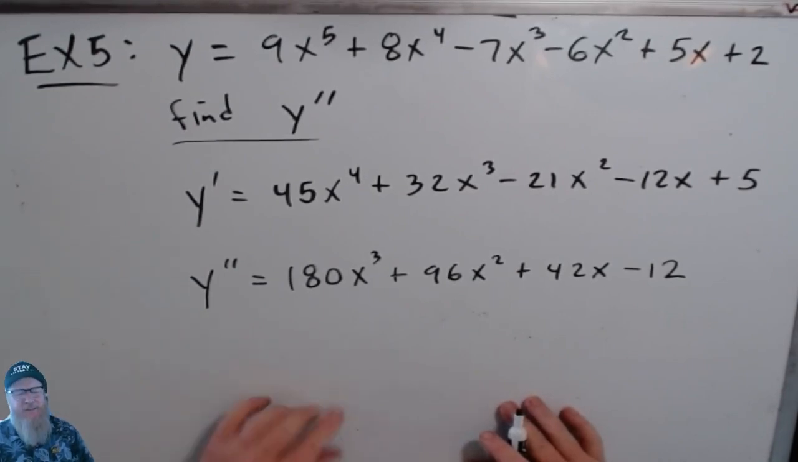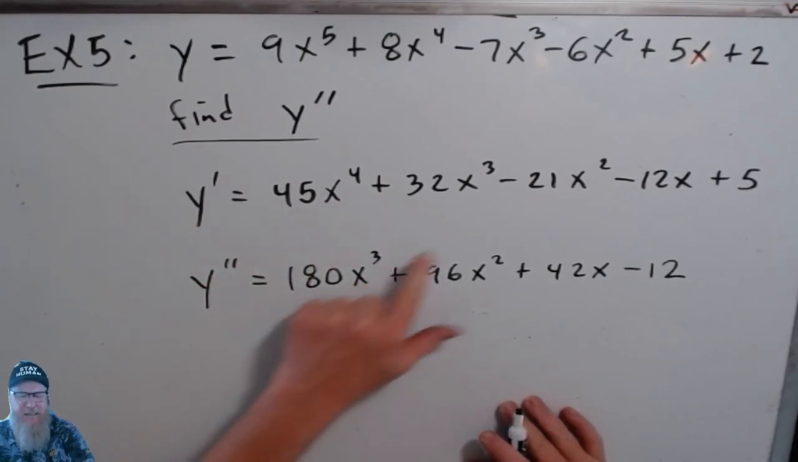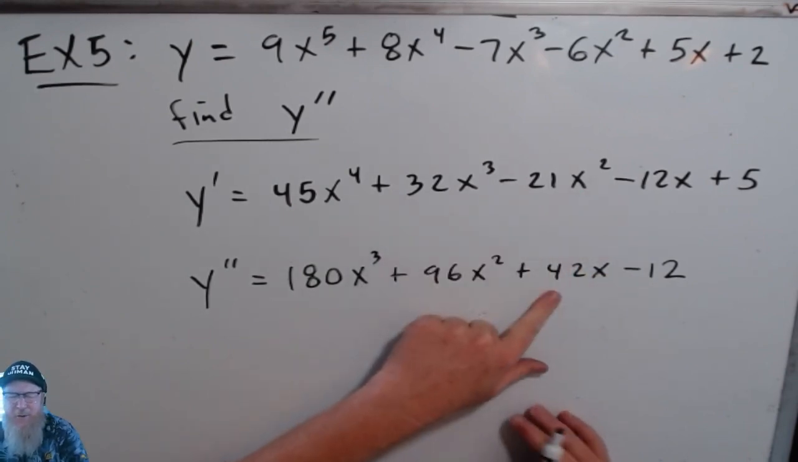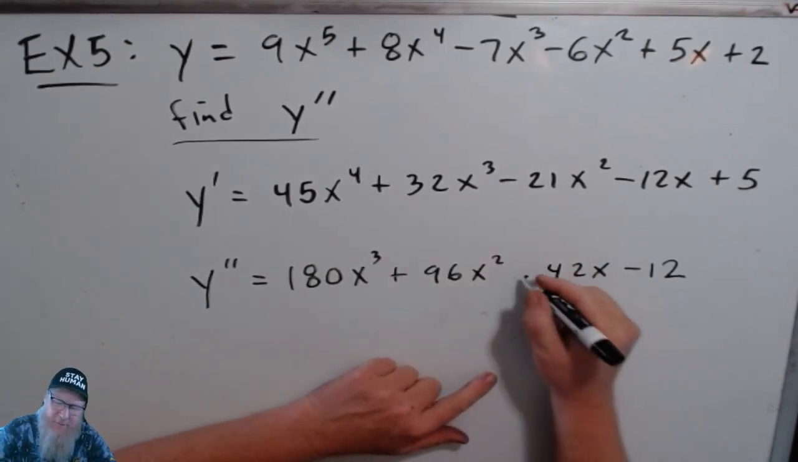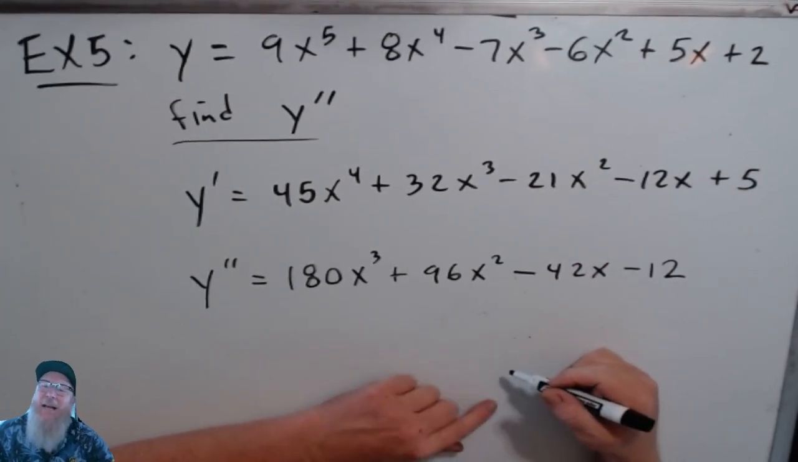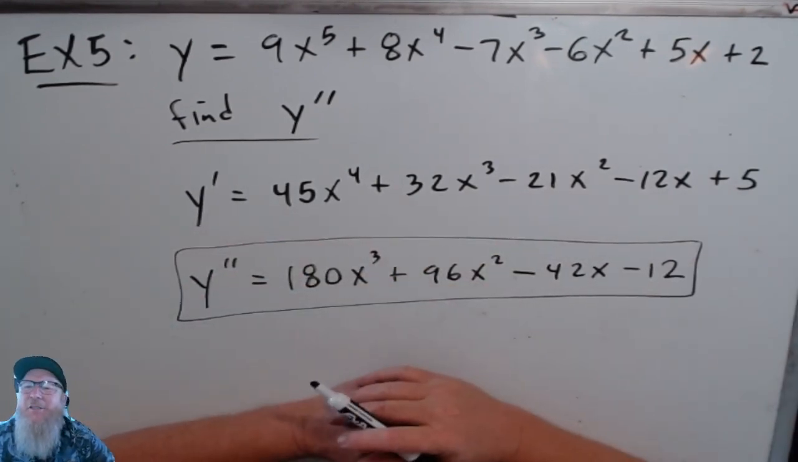I don't need the calculator. I trust it. Yeah. 4 times 45 is 180. 3 times 32 is 96. 2 times 21 is 42. Oh, shoot. Almost messed up a sign, though. Calculator can't help you there, if you're going to mess up a sign. So there's your second derivative.